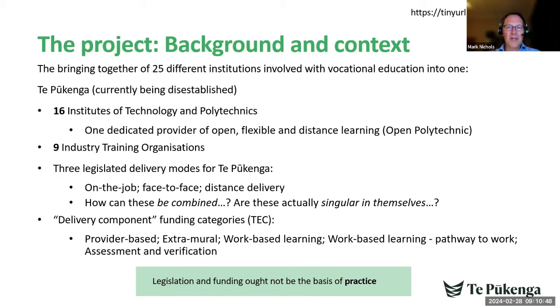In New Zealand, tertiary education is funded by a government agency called the Tertiary Education Commission, or the TEC. There are 5 different funding categories listed toward the bottom of the slide that you can see there. And these are similar to those legislated for Te Pūkenga: provider-based or face-to-face, extramural or distance, and work-based learning, which equates to on the job. And there's 2 other ones there too: pathways to work and assessment and verification. But as with the 3 Te Pūkenga categories, these ignore a significant volume of innovative and flexible modes of education that can extend these in brand new directions.